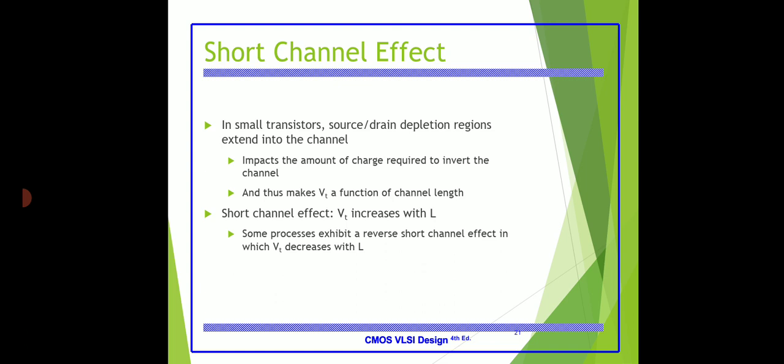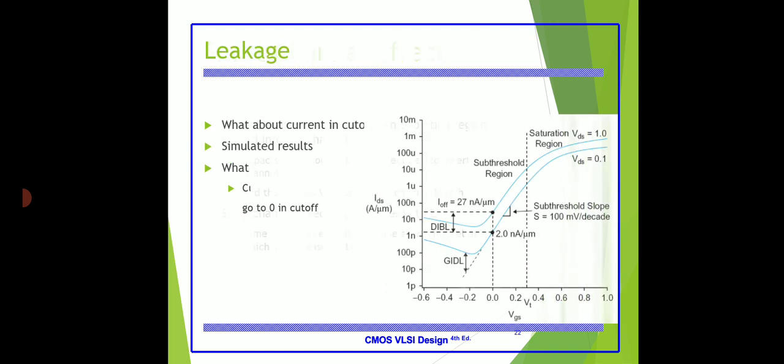And short channel effects. Short channel effect is nothing but, in small transistors, the drain or source depletion regions extend into the channel, and it can cause a large amount of charge to invert the channel. Since this depends on the function of channel length, in the short channel effect VT increases with respect to the channel length. This can exhibit a reverse short channel effect when VT decreases with the L.